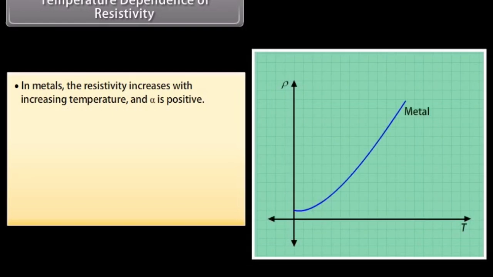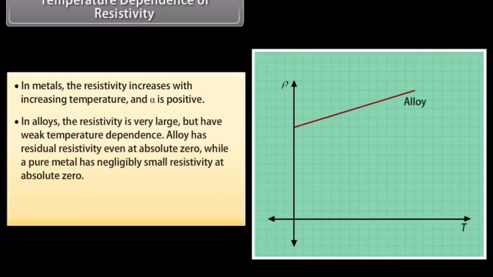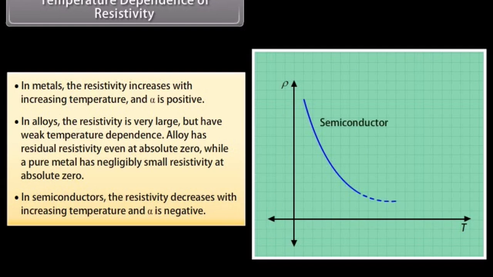In metals, the resistivity increases with increasing temperature and alpha is positive. In alloys, the resistivity is very large but has weak temperature dependence. Alloy has residual resistivity even at absolute zero, while a pure metal has negligibly small resistivity at absolute zero. In semiconductors, the resistivity decreases with increasing temperature and alpha is negative.